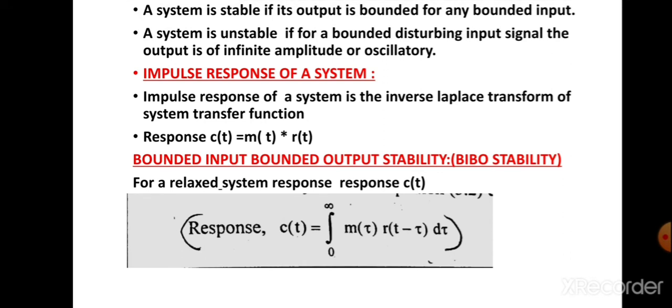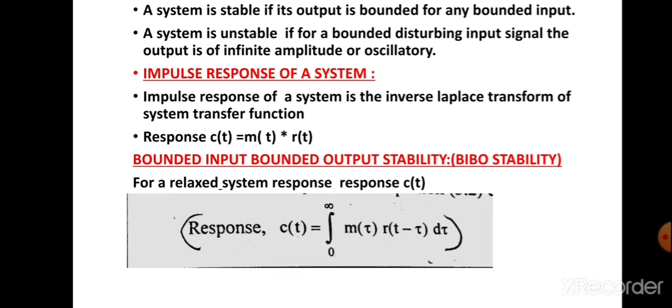The definition of stability is that a system is stable if its output is bounded for any bounded input. That means for any finite input, the system output will be a finite output, so the system is said to be stable. A system is unstable if, for a bounded disturbing input signal, the output is of infinite amplitude or oscillatory. That means for a finite input, if the output is of infinite amplitude, then the system is unstable. That is the basic definition of stability and of stable and unstable systems.